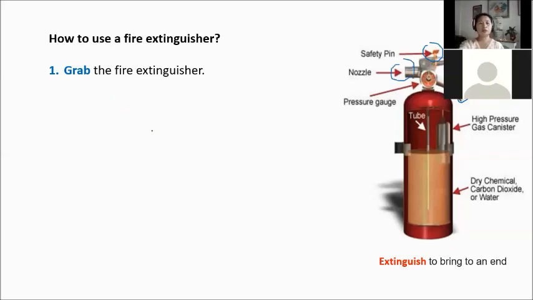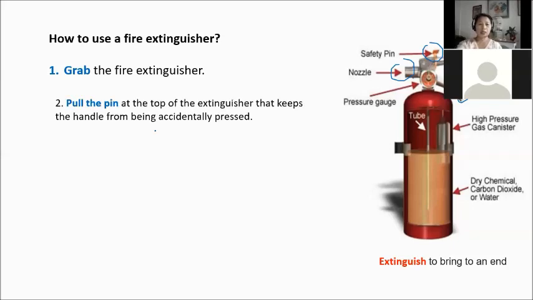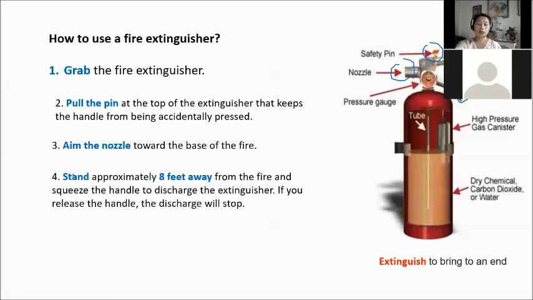So first is to grab the fire extinguisher. Kunin niyo yan kung may sunog, no? Pull the pin at the top of the extinguisher that keeps the handle from being accidentally pressed. Next is aim the nozzle toward the base of the fire. Fourth, stand approximately 8 feet away. So estimate nyo 8 feet. So 8 rulers away from the fire and squeeze the handle to discharge extinguisher. So if you release the handle, the discharge will stop.